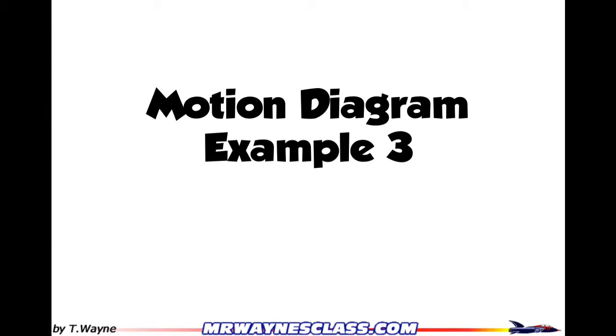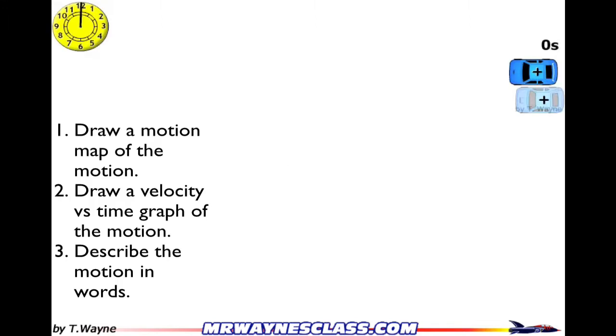Okay, motion diagram example number 3. So here's the car moving across the screen. I'm going to draw a motion map or motion diagram of the motion, draw a velocity versus time graph of the motion, and describe the motion in words. So let's do the animation first.